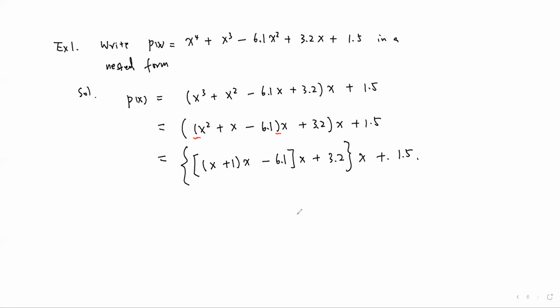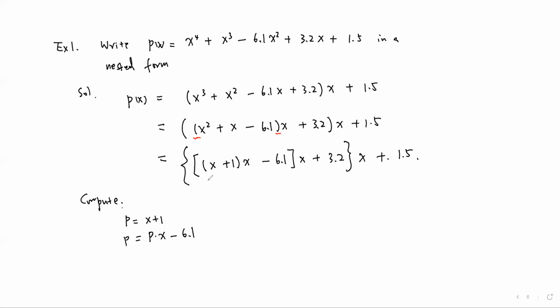Now, let me compute this polynomial. Computation. First, compute x plus 1 and store the result in P. Now, P is x plus 1. Then compute P times x minus 6.1 and store the result in P.